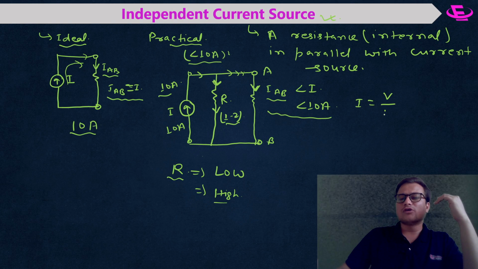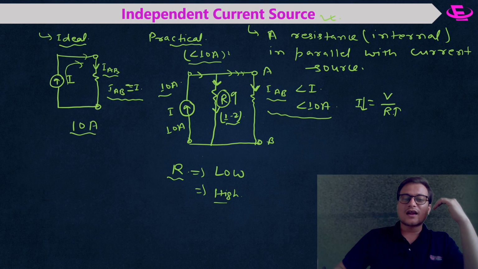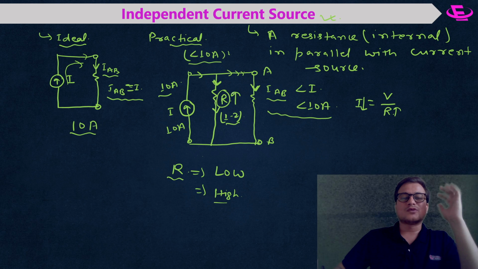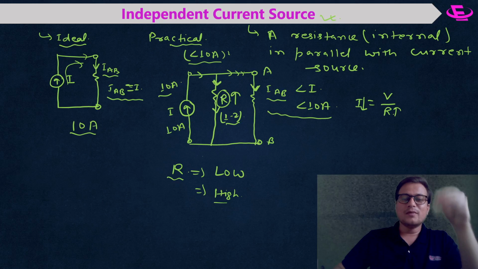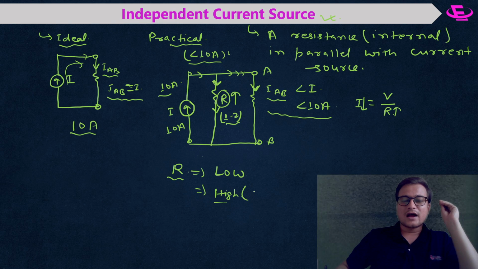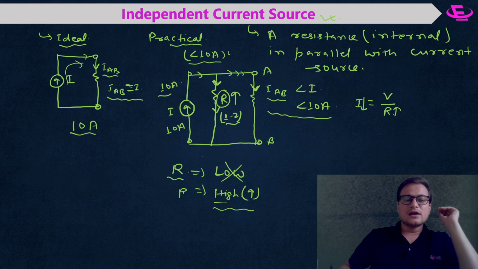Current is equal to V by R. That means if resistance is more, current will be less. So here the value of the internal resistance should be as large as possible so that the current through it will be minimum. That means the current through the load should be high. Current should be high for an independent practical current source.